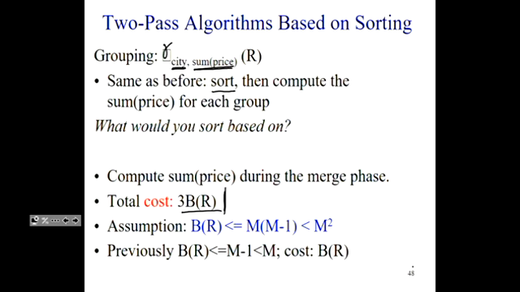Again, it's similar to the previous one. You have B of R is less than or equal to M times M minus 1. That's what we saw on the previous slide. So it's less than M squared. In the past, we had B of R is less than M, which is a more stringent condition to perform grouping, and therefore the constraints on memory have relaxed with sorting. Any questions about this?